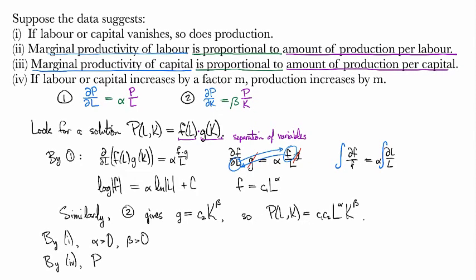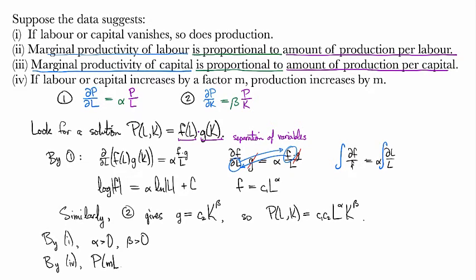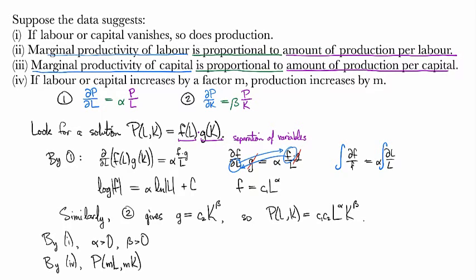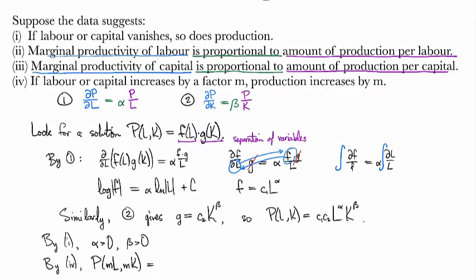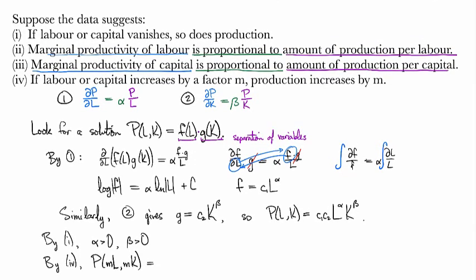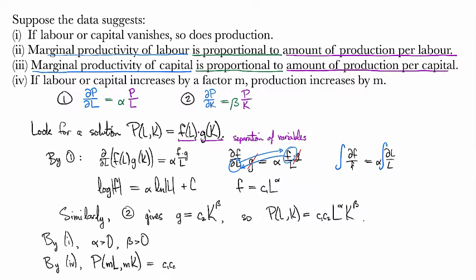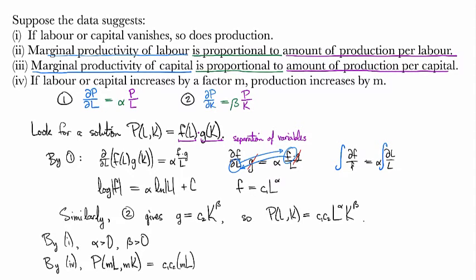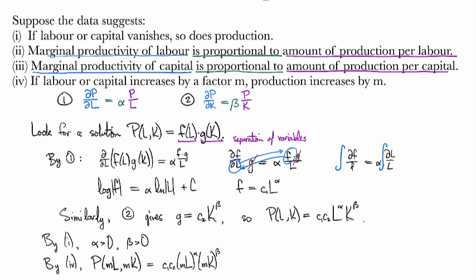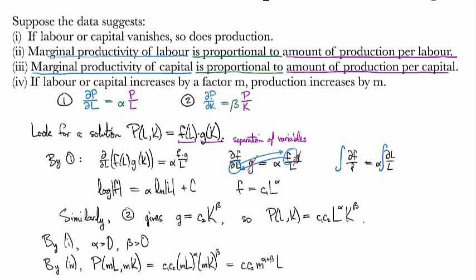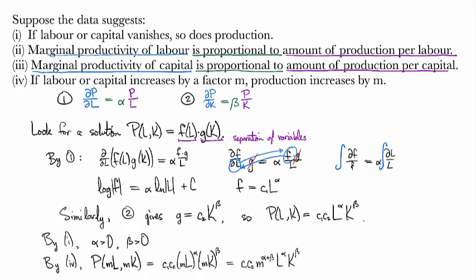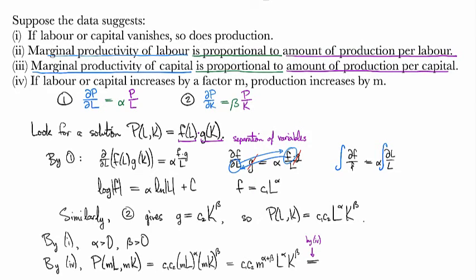So let's see. If we double or m-tuple our labor, and we double or m-tuple our capital, then this should result in the output being m times our original function, right? So let's see what we have. From our formula, we've got that this is going to be some constant times mL to the alpha, mk to the beta, and so this is m to the alpha plus beta, pulling it out, L alpha k beta. But this equation right here comes by our assumption 4. This is supposed to be m times the original function.